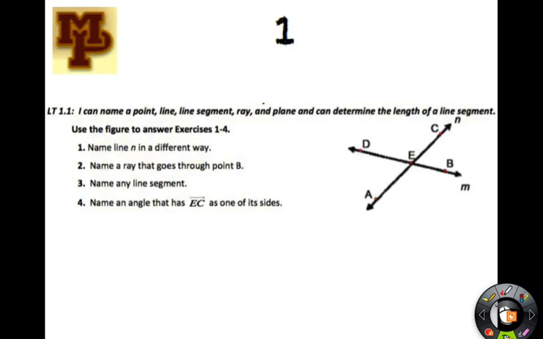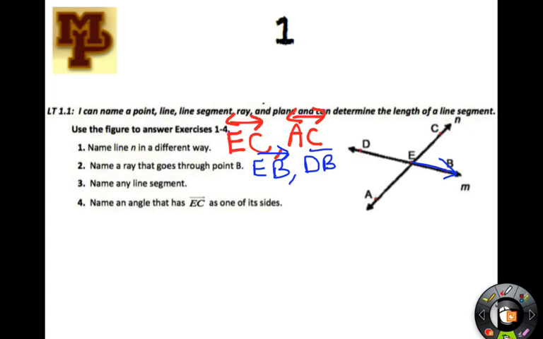So here we go. The first thing is we want to name line N in a different way. There are a number of ways we can name it. We can call it EC, and just make sure you put the line symbol above it. You could call it line AC as well, again with the line symbol above it. And then the next one, ray through B, so that would be some ray that goes through B. It could be EB, and just make sure there's a ray symbol above it. Or you could even call it DB, a ray that would go through B as well.